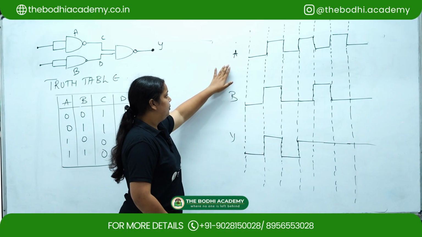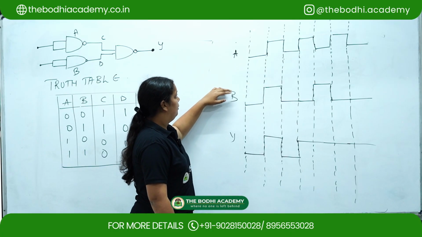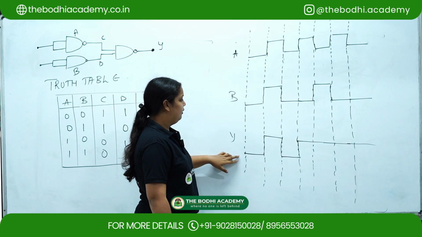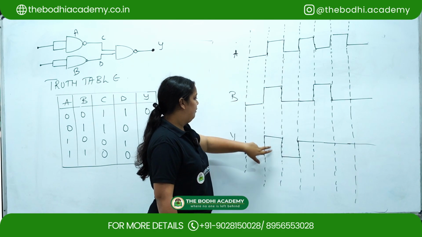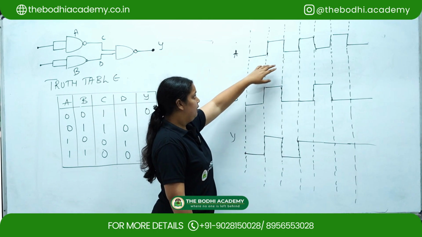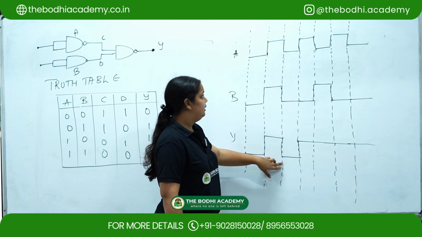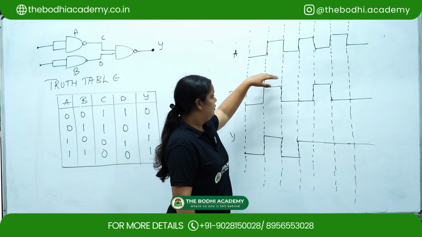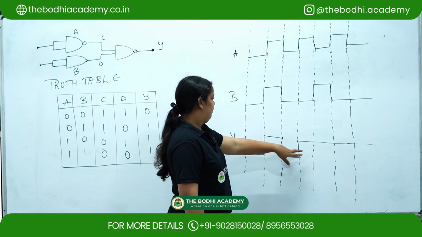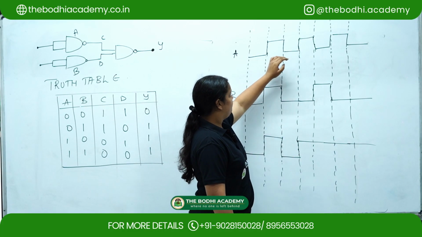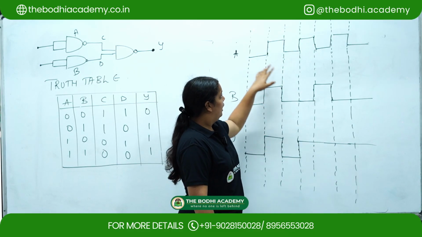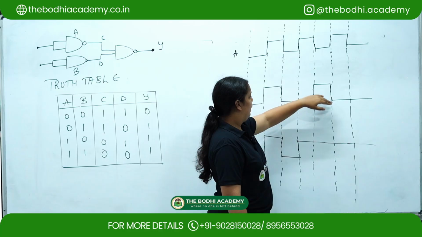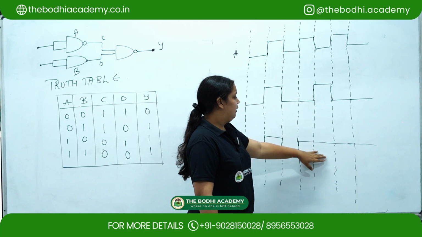Now for input A1, A0, B0 will have Y also 0. For A1, B1, Y will also be 1. For A0, B0, Y will be 0. For A1, B0, Y will be 1. For A0, B1, Y will be 1. And for A1, B0, Y will be 1.